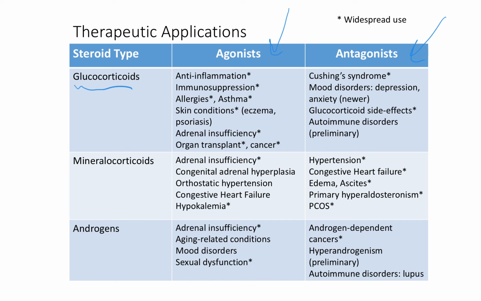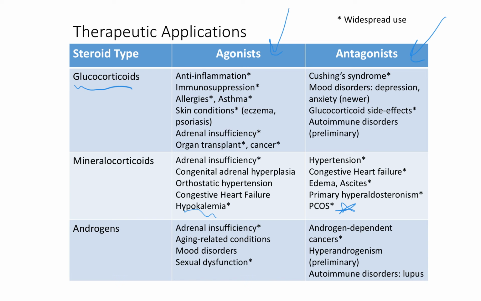Mineralocorticoid agonists might be given for replacement in adrenal insufficiency, congenital adrenal hyperplasia, orthostatic hypertension, congestive heart failure, low levels of potassium, that's hypokalemia, whereas antagonists, that's your typical aldosterone blocking effect you would get from something like a diuretic. So hypertension, congestive heart failure, and different edematous states like ascites, primary hyperaldosteronism, and we'll talk a little bit about polycystic ovarian syndrome. So there's one, spironolactone, that seems to be really useful for PCOS.